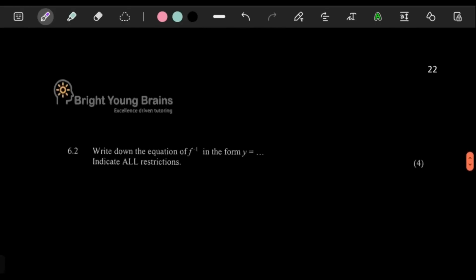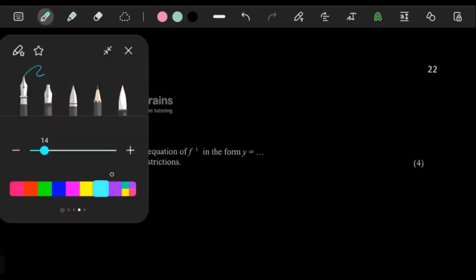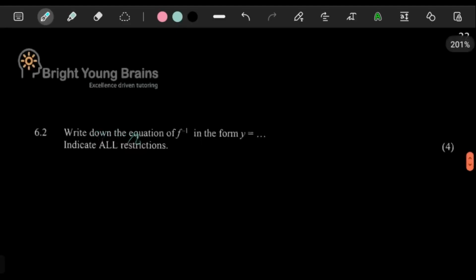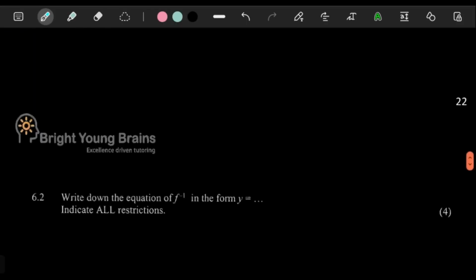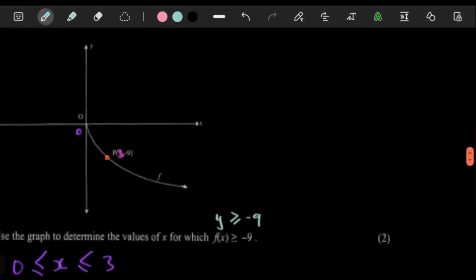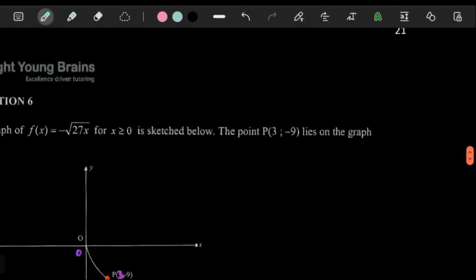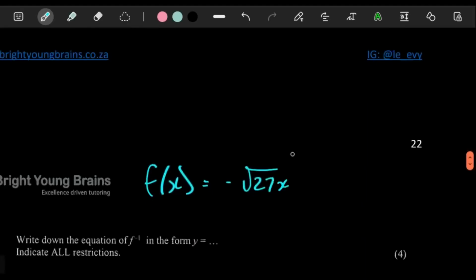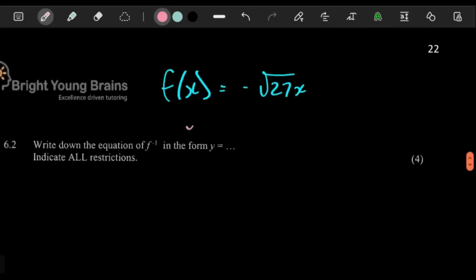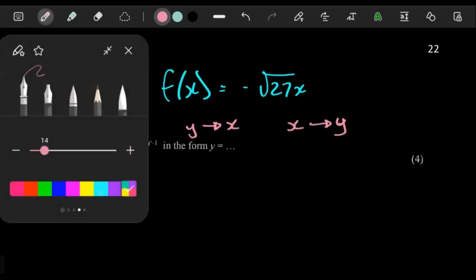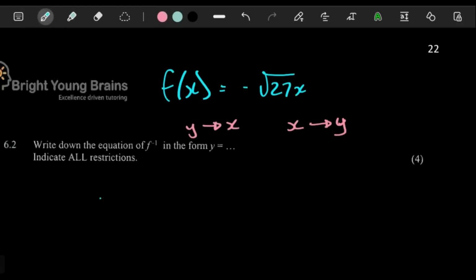Moving on, 6.2.5. That's 4 marks. It says here, write down the equation of the inverse of f. So f looks like this, 27. If you're going to get the inverse of this, remember this represents y. So remember y becomes x, x becomes y. When you get the inverse, you may as well just put this so that you are communicating with your examiner. So y here becomes x, and then x becomes y.